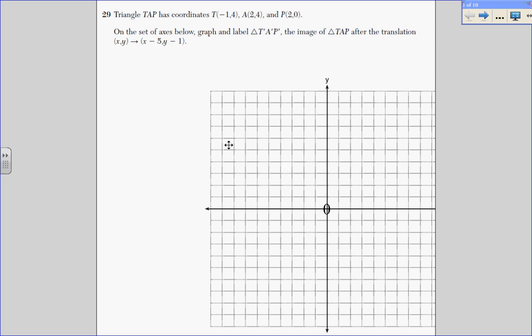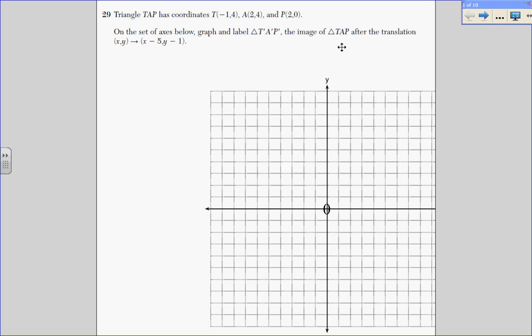In this video, we're going to go over problem number 29 in the June 2012 Geometry Regents. Triangle TAP has coordinates T(-1, 4), A(2, 4), and P(2, 0). On the set of axes below, graph and label triangle T prime, A prime, P prime, the image of triangle TAP after the translation (x, y) to (x - 5, y - 1).